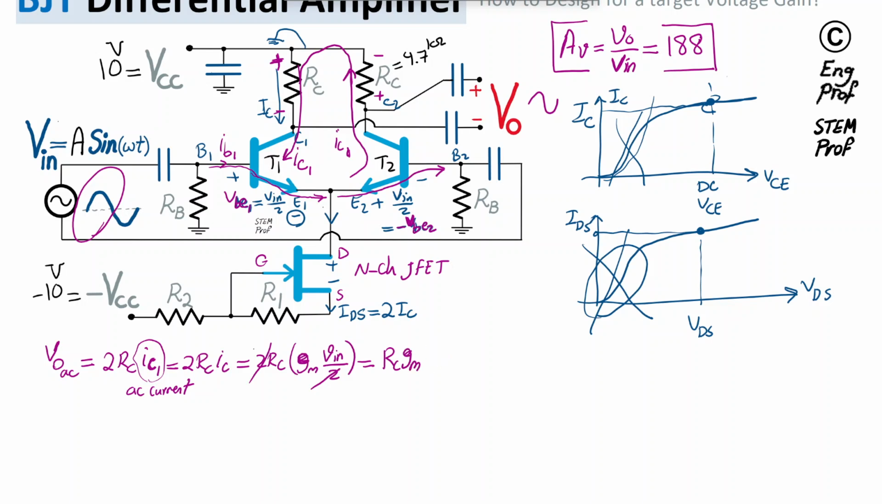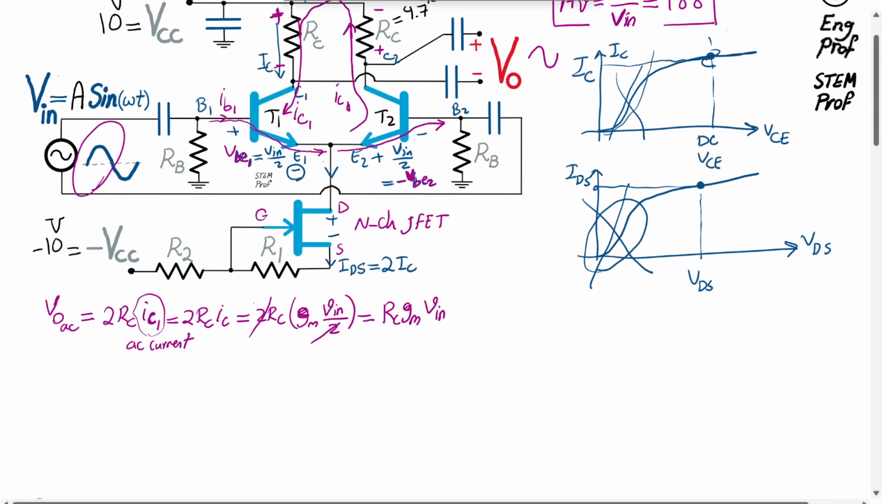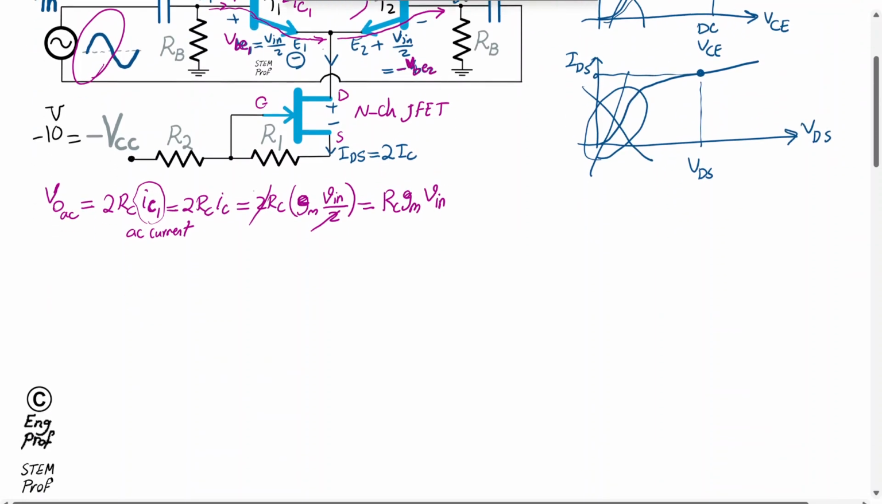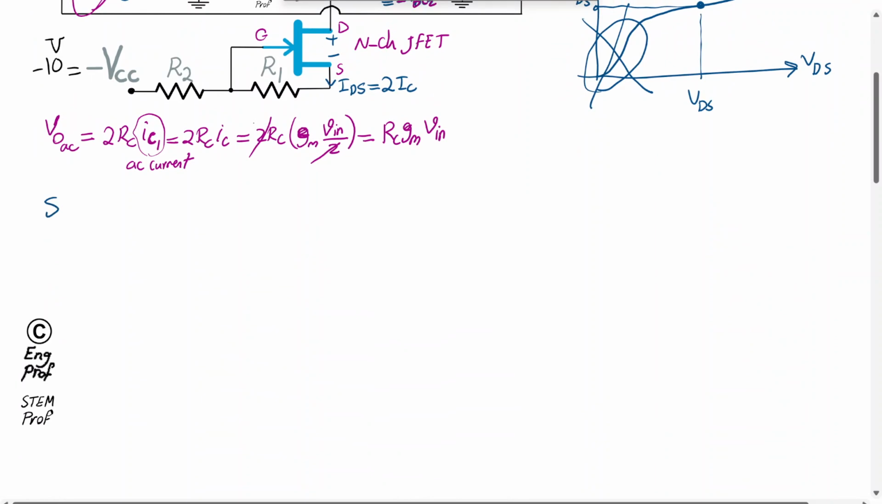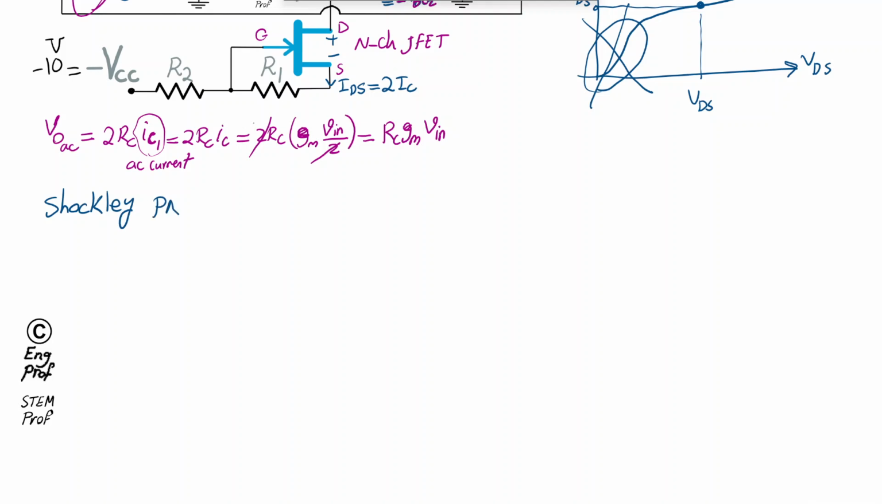The only thing I need to do is, I know RC because that's 4.7 kilo ohm that is selected. Vin is assumed to be the input signal, so it's known. The only thing that I need to figure out is gm here. Okay, so to do so, let me go back to the well-known Shockley p-n junction equation. Again, I don't want to make assumptions or use any memorized formula, so I'm going to go back to first principles here.